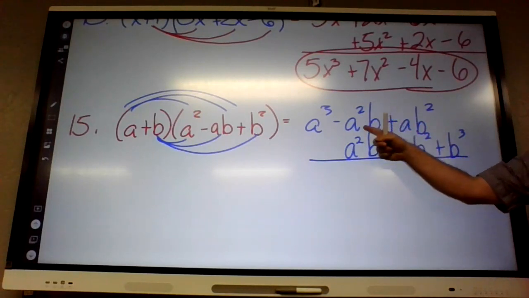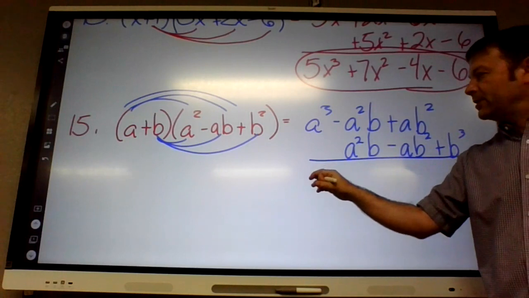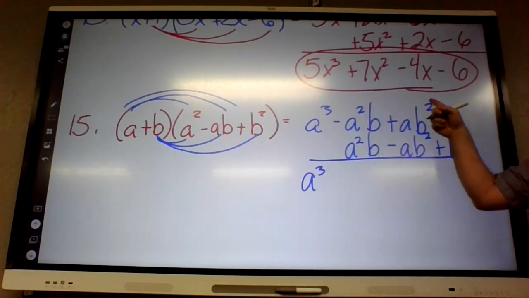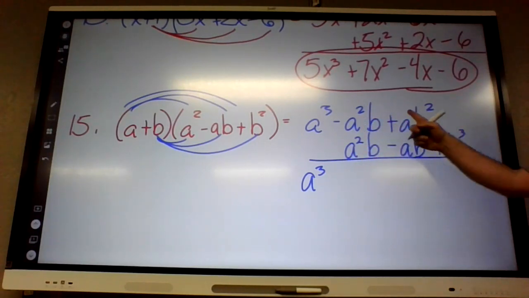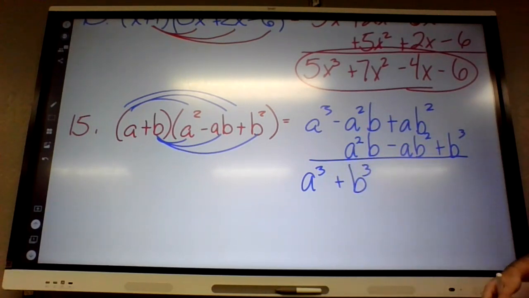So yeah, notice the way I lined them up. My like terms again are nice and lined up. So the final answer. What's going to happen to these terms right here? These middle ones, they're going to cancel out. Negative 1 plus 1, 1 minus 1 is gone. So all that's left is a cubed plus b cubed.